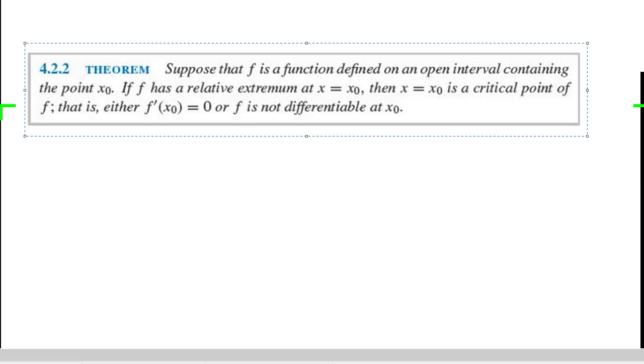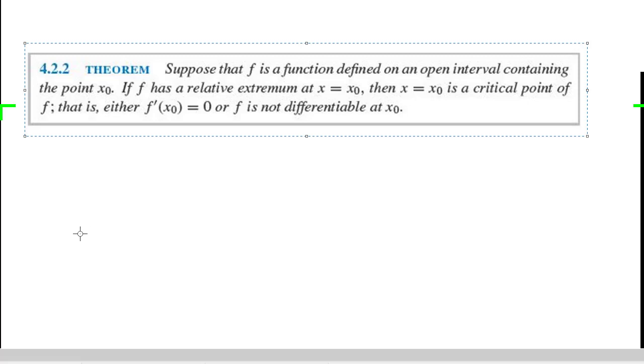Our next concern is to figure out how we are going to find our relative extrema. We know what they look like, and so we have this theorem that tells us, suppose that f is a function defined on an open interval containing the point x naught. If f has a relative extremum at x naught, then x equals x naught is a critical point of f. That is either f prime of x naught equals 0, or f is not differentiable at x naught. Again, this should be intuitive.